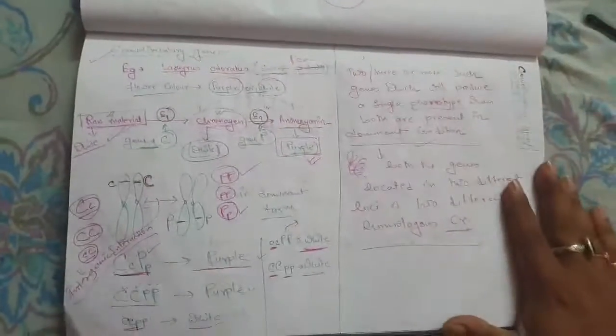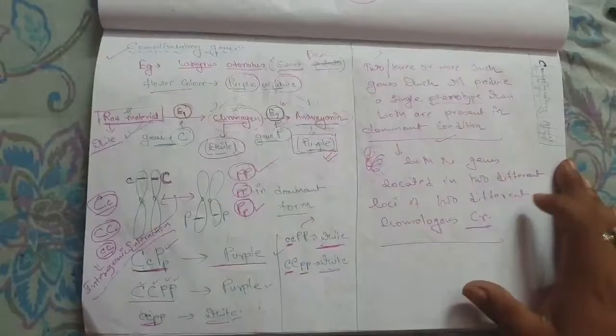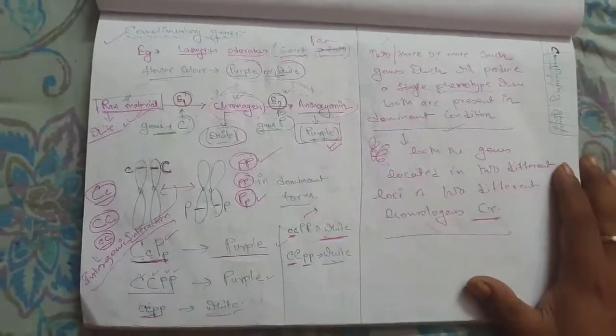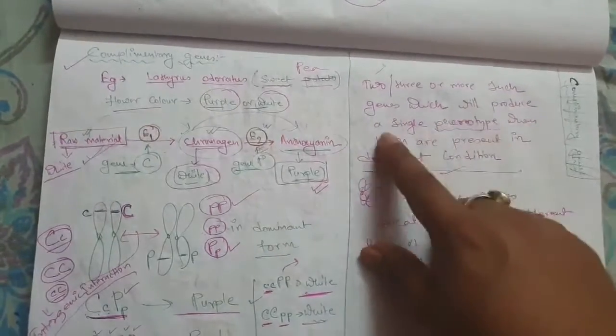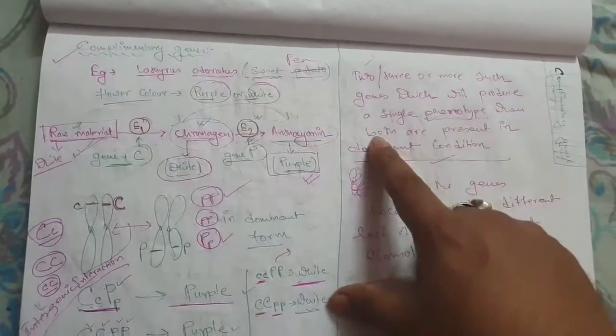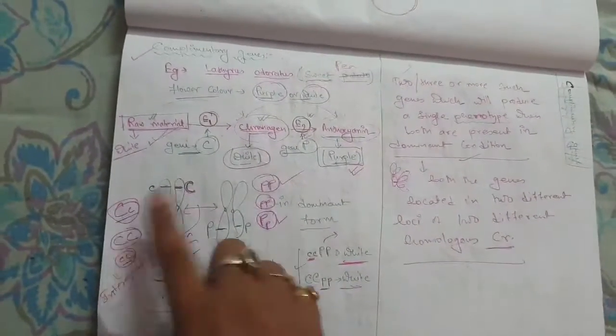Now I had explained complementary genes. You had a separate video for this about complementary genes. In the case of complementary genes, two, three or more such genes will produce a single phenotype when both are present in dominant condition. Both have to be present in dominant condition.